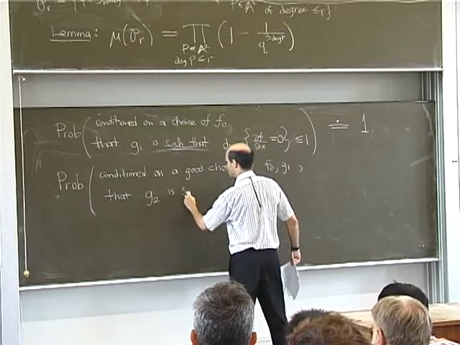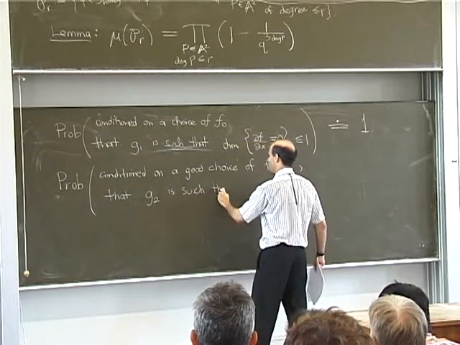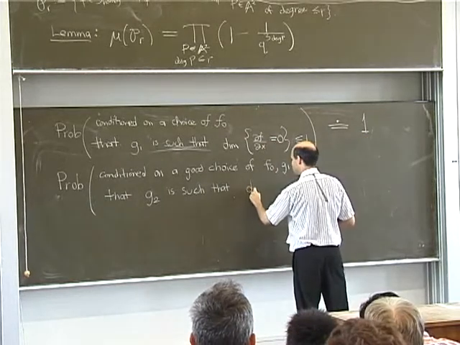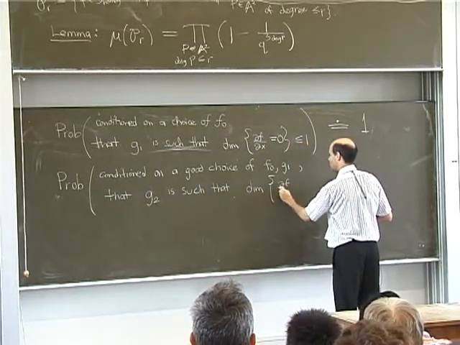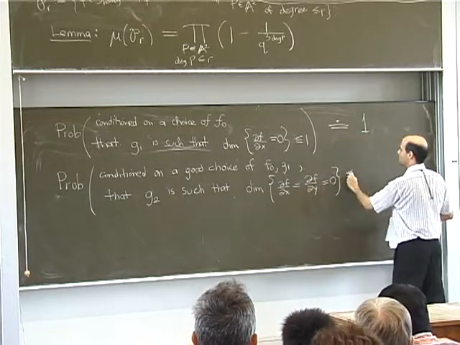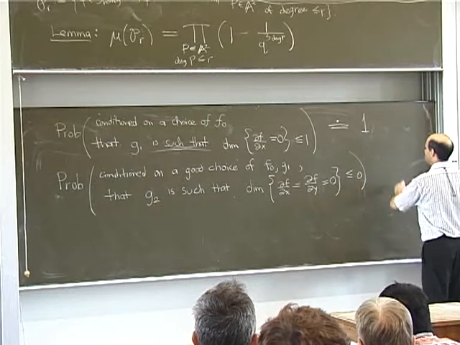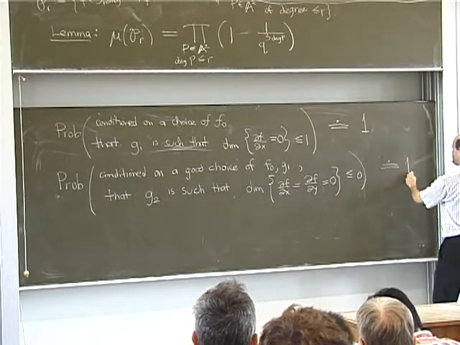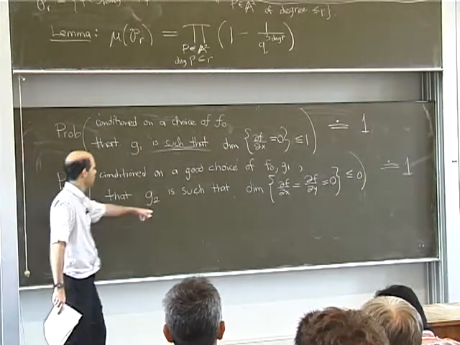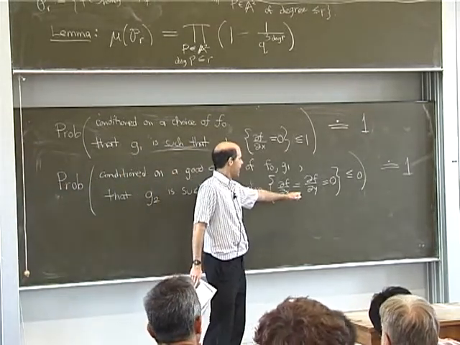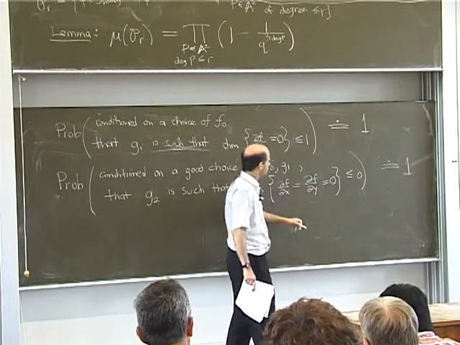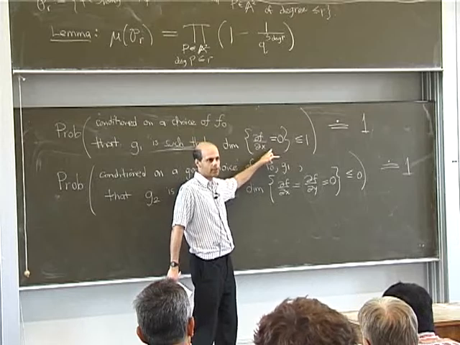That g2 is such that, I'm going to put in the derivative with respect to y, which depends now only on g2 because these are fixed. So what's the probability that this dimension is at most 0? I again want to claim that this is approximately 1. And what is this now? In order for this to be 0 dimensional, I need that this polynomial not vanish on any component of this curve.